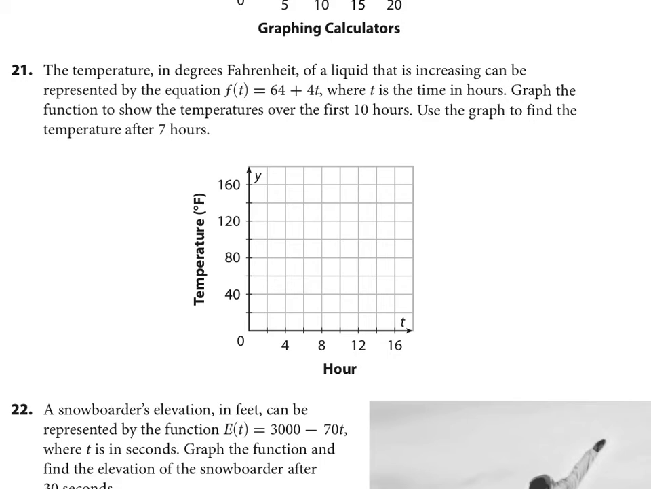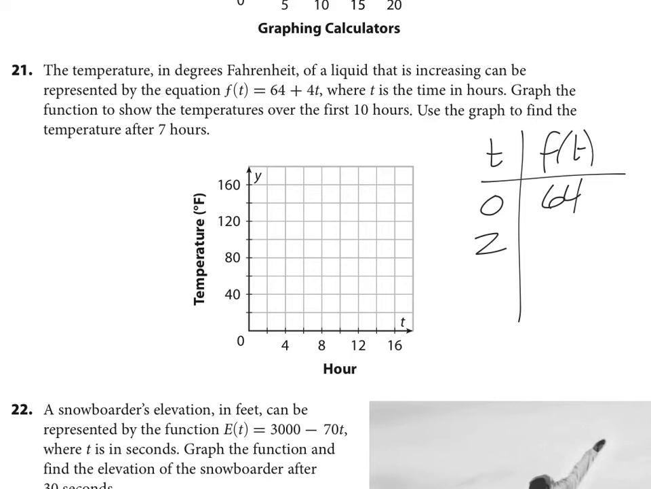Okay, so the first 10 hours. So what I'm going to do is, again, create a table of values, but in this case I'm using t and f of t. And I'm just going to go in order here, so I'm going to do 0. If I plug 0 into the equation, I get 64. These are going by 2's on the x-axis here. So I'm going to go by 2's in my table. So if I plug 2 in, 2 times 4 is 8. 8 plus 64 is 72. Okay. And it says go up for the first 10 hours. So I'm going to do one more, and then I'm going to show you something. So I do 4. 4 times 4 is 16, plus 64 is 80.